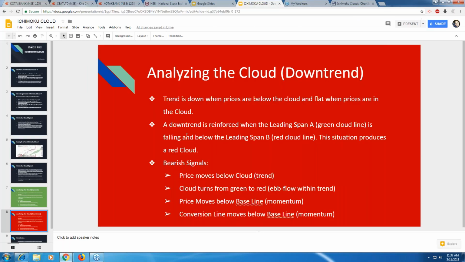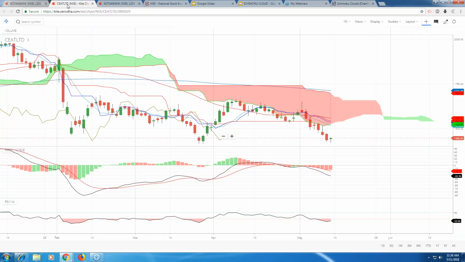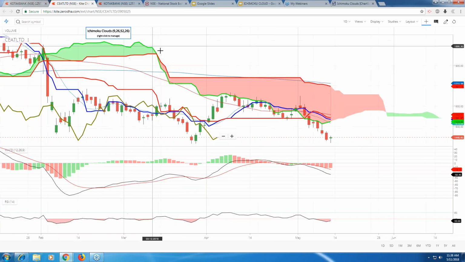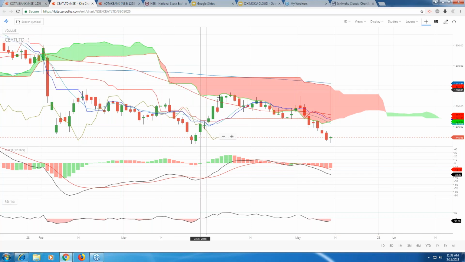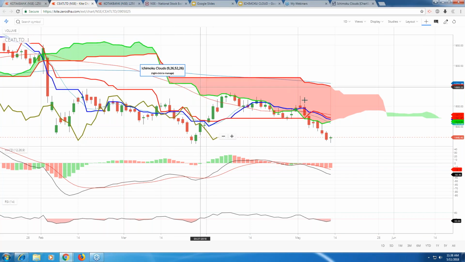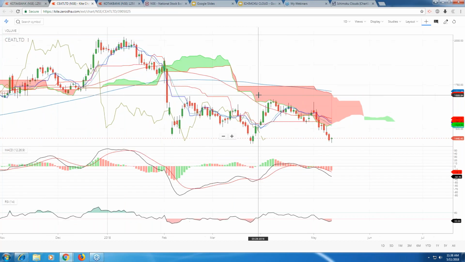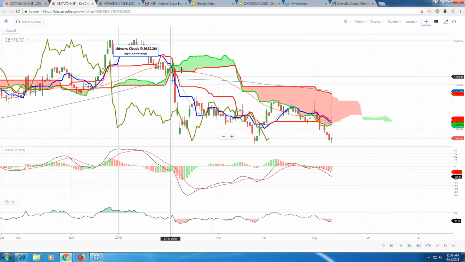The second point says the downtrend is reinforced when the leading span A, the green cloud line, is falling and below the leading span B, the red cloud line. This situation produces a red cloud, right? So see here, the green line. From here, we got the indication well in advance. The green line has fallen below the red line and a red cloud has been produced. It means that there is a downtrend coming, right? So it was a warning very, very well in advance.